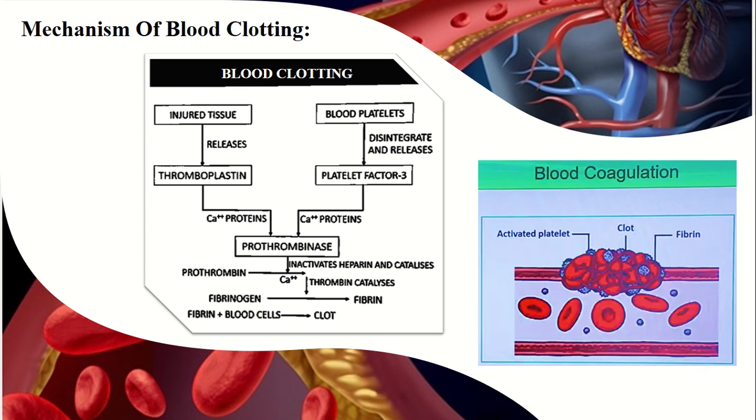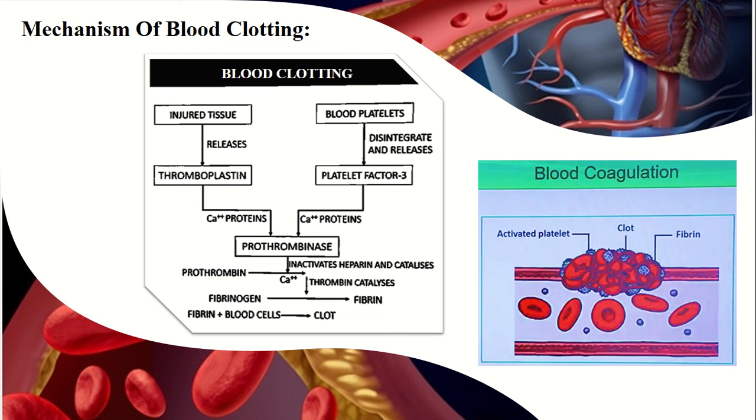Now, I am going to explain the mechanism of blood clotting. Blood clotting has three main steps. They are formation of prothrombinase, formation of thrombin, and the last one is formation of clot. Let's start with the prothrombinase. At the place of injured tissue, thromboplastin is released. On the other hand, blood platelets also disintegrate and release platelet factor 3.